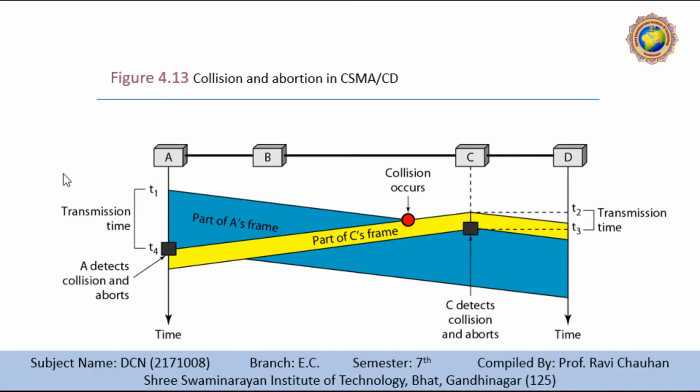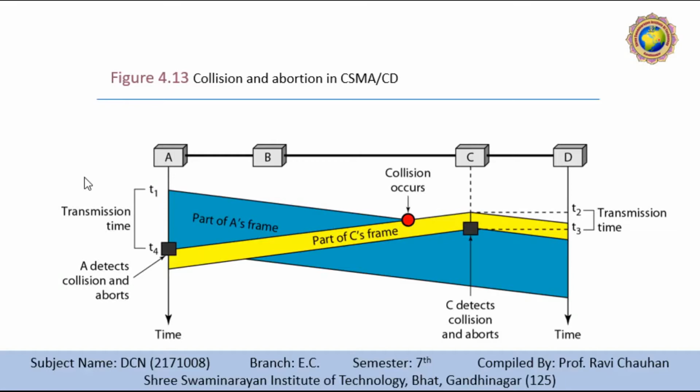To understand the reason, let us think about a worst case scenario. If two stations involved in a collision are the maximum distance apart, the signal from the first takes time TP to reach the second, and the effect of the collision takes another time TP to reach the first. So our requirement is that the first station must still be transmitting after 2 TP.